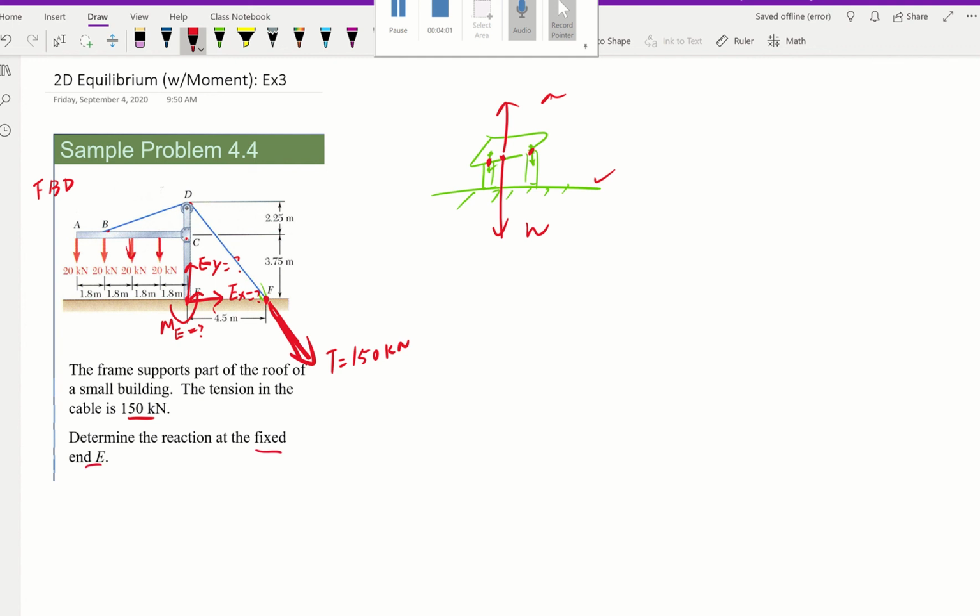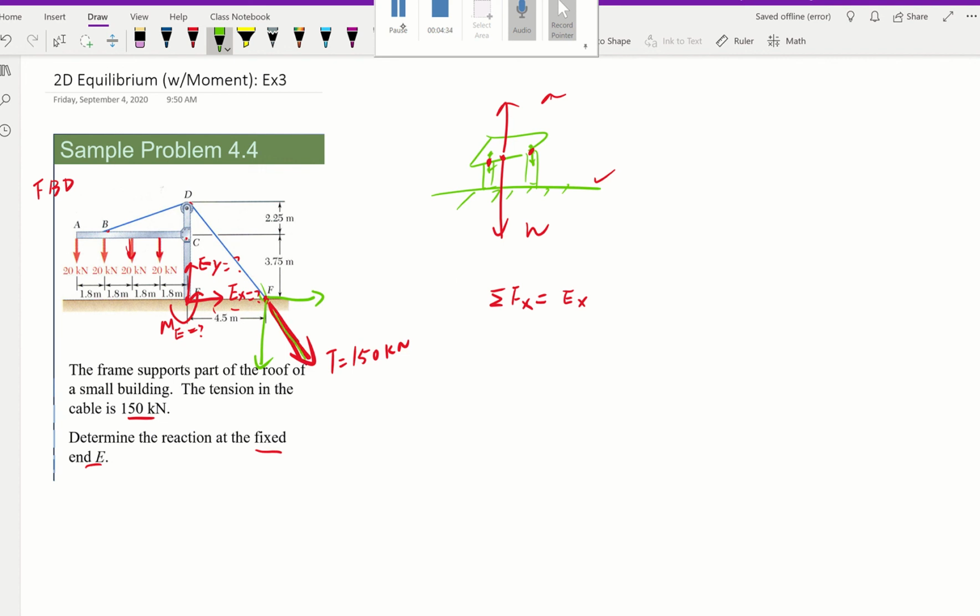3 unknowns, we have 3 equations. So let's go ahead and write down our Fx equation. What forces do we have in the x direction? None of those 20 kilonewton forces, but we do have Ex. It's perfectly to the right, so it's positive. And we have this tension. Tension has an x component. So if we decompose this, we get Tx and Ty. We weren't given an angle, however, we are given our geometry. We can just go ahead and use that.